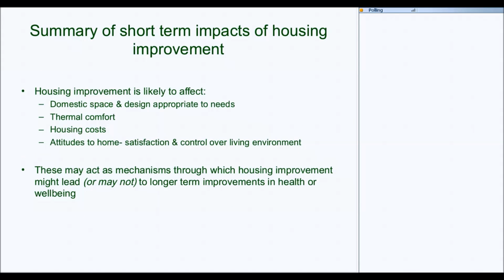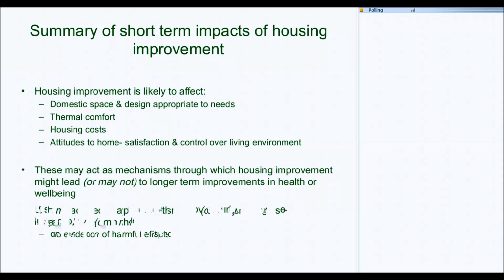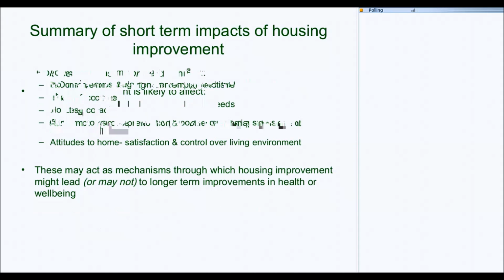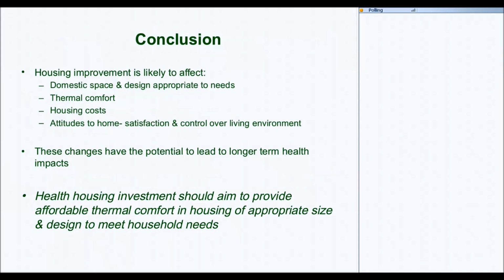And then also, as I've just been talking about, there are proximal impacts that may be mechanisms through which housing improvement might lead to longer-term health impacts. And so our conclusion, in terms of an applied conclusion, was that healthy housing investment should aim to provide affordable thermal comfort in housing of appropriate size and design needs. So that's me finished the formal part of the presentation.